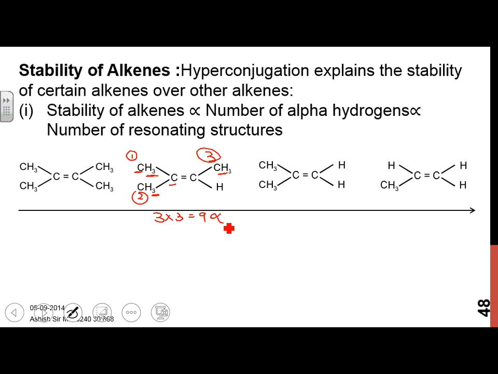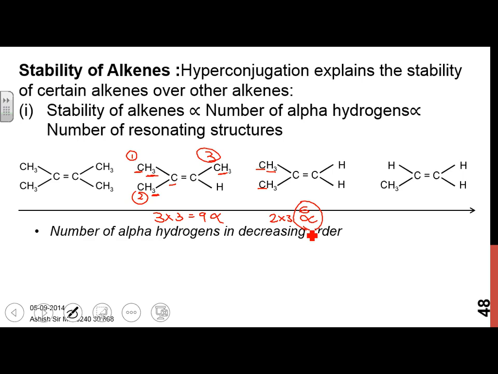Is that understood? Correct or not? This has only 2 alpha carbons. Each has 3 alpha hydrogens. So 2 into 3, 6 alpha. Correct or not? Is it understood? Further, any other question? Sure?